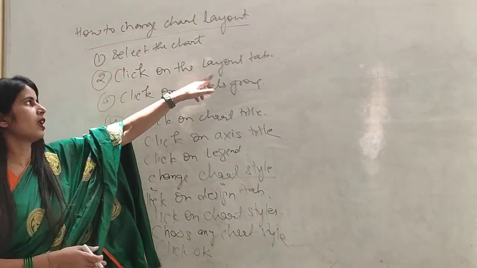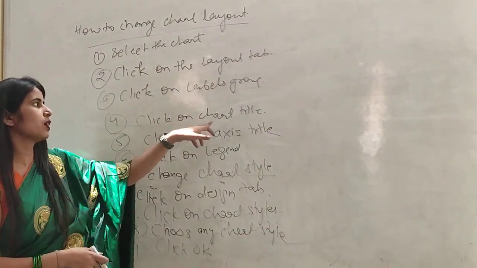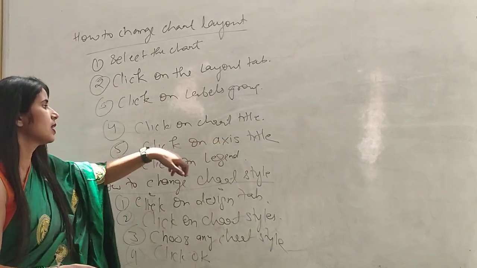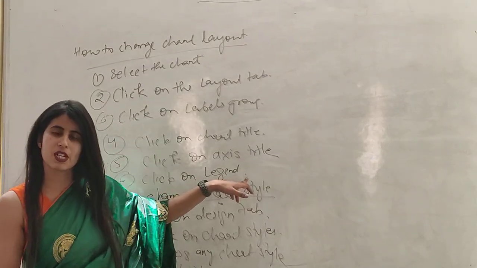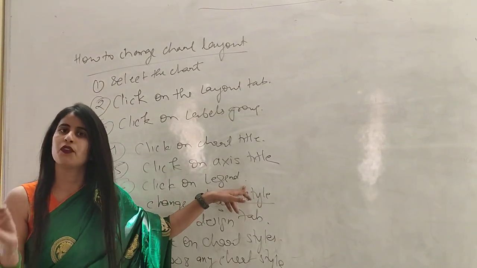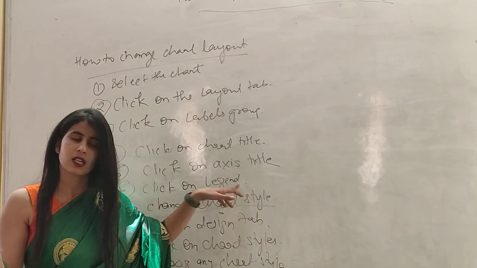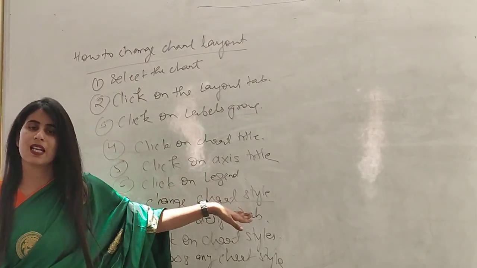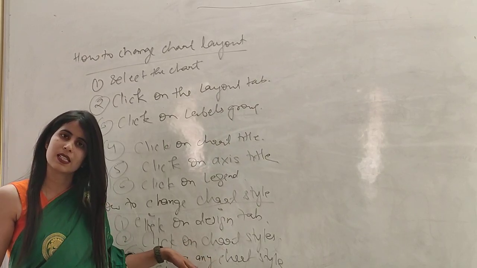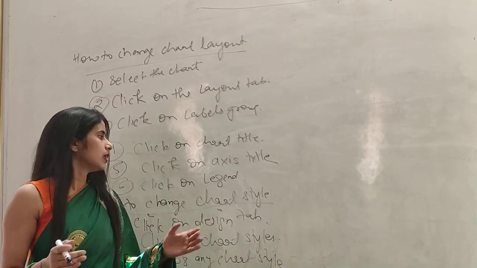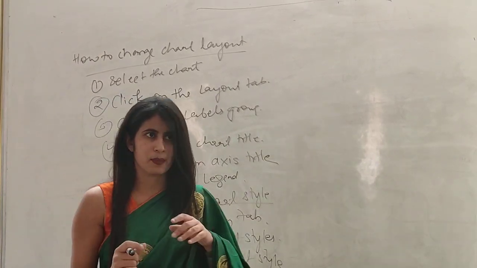So how to change chart layout? Select the chart, click on layout tab, click on labels group, click on chart title if you want to change it, click on axis title if you want to change it, and click on legend if you want to change it. Other options you can also take if you want to make any kind of changes there. Now how to change chart style? Click on design tab, then click on chart style, then choose any style that you want to take. So this was the last topic of this chapter.